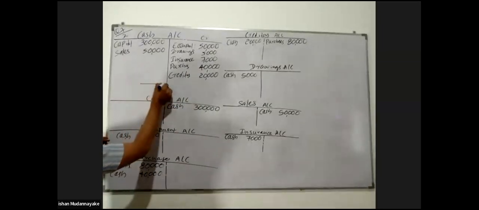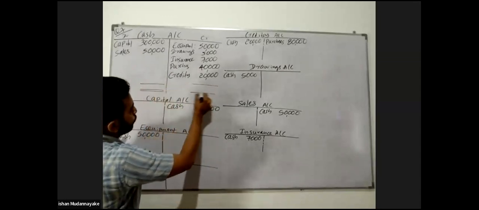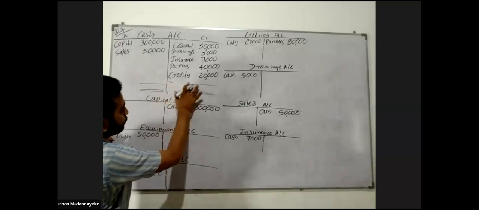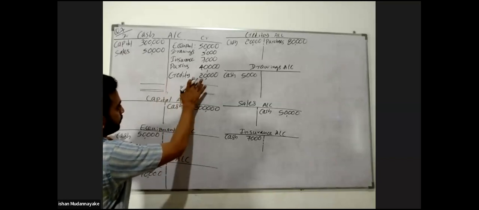The higher side of the cash book is the debit side. You need to draw two parallel lines like this. You can't draw this line from this line. Please follow my guidelines.